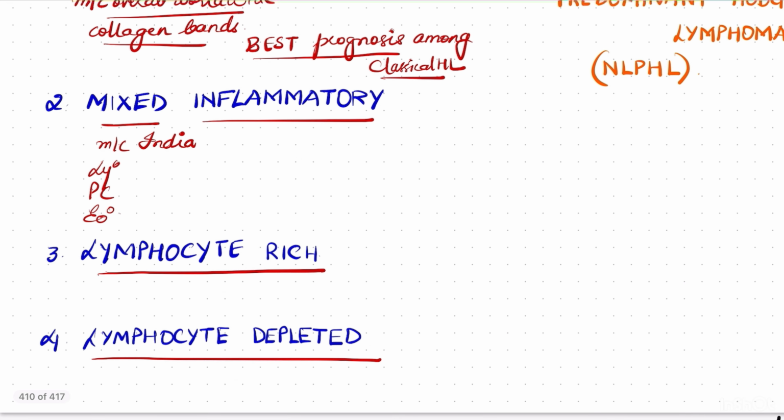And in the lymphocyte rich, the background has dense lymphocytic infiltration. This will predominate. And lymphocyte depleted means the absence or scarcity of lymphocytes. The inflammatory background, the supporting microenvironment, is scarce, and it is most commonly associated with immunodeficiency syndromes like HIV, Epstein-Barr, and other immunocompromised states. The lymphocyte depleted pattern is seen.